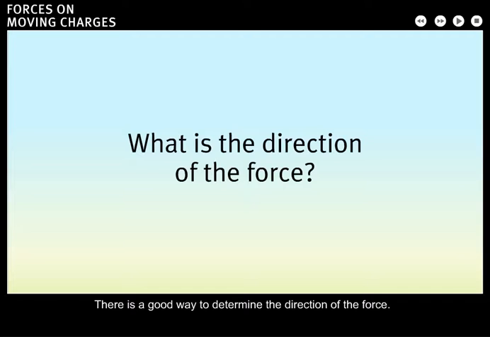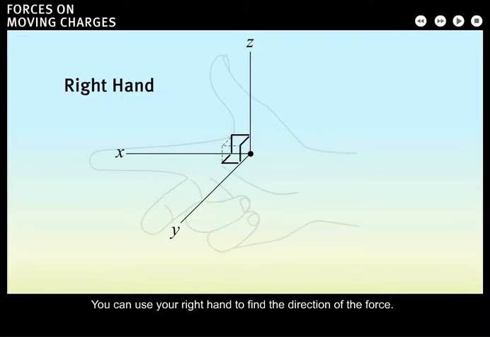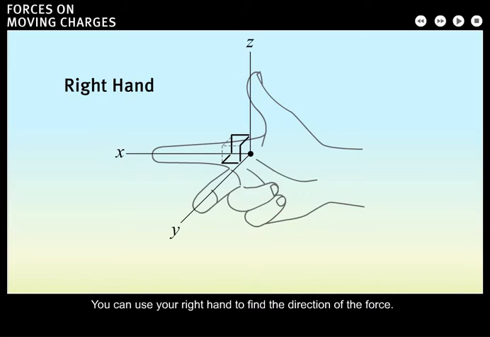There is a good way to determine the direction of the force. We know that the velocity, the magnetic field, and the force are all perpendicular to each other, just like the axes are in an x, y, z coordinate system. You can use your right hand to find the direction of the force.